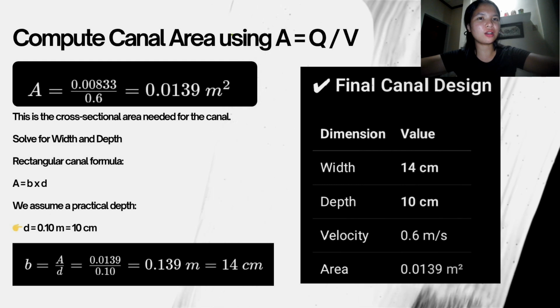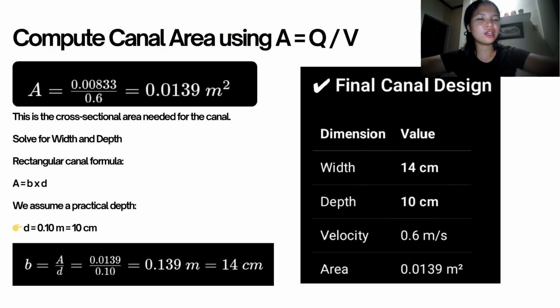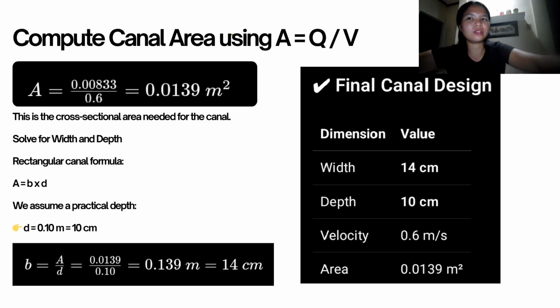So atong i-compute ang required area. So area is equal to quantity divided by velocity. So ang result sa area is 0.00833 divided by 0.6 is equal to 0.0139 square meter. So this is the cross-sectional area needed for the canal. So i-solve na to ang width and depth.